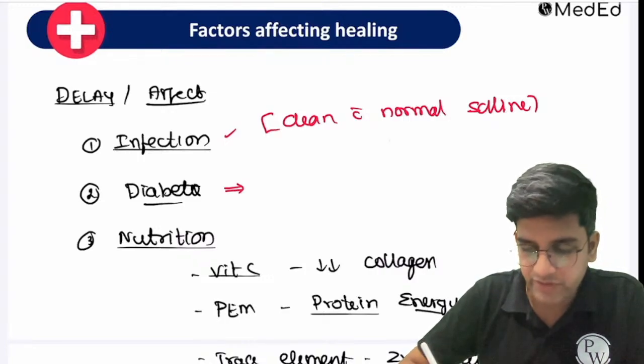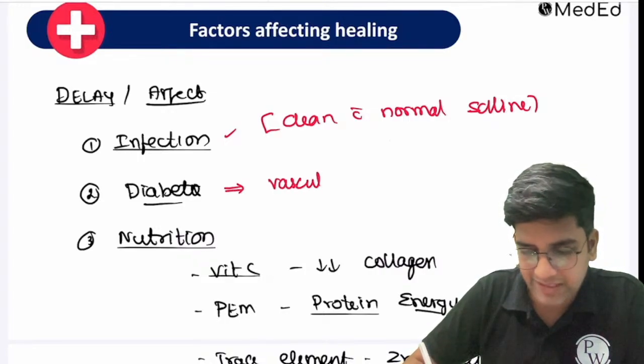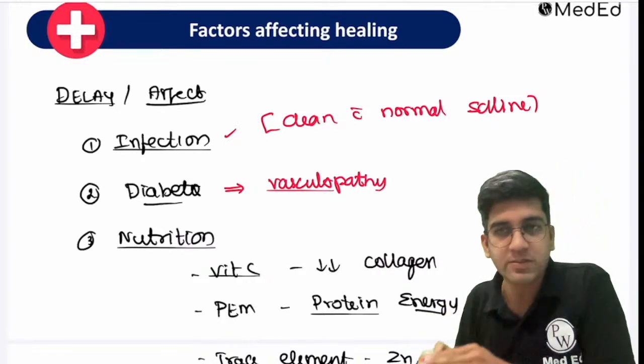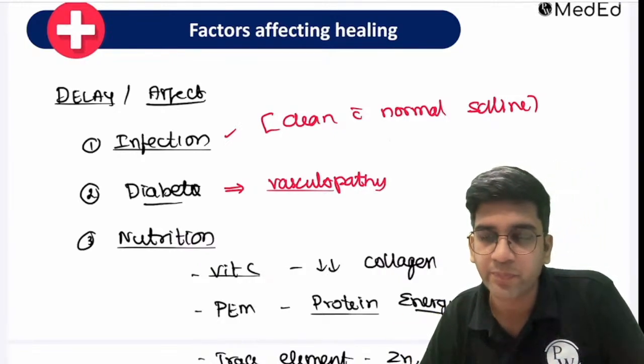Diabetes, as we said, causes vasculopathy. It will cause problems in the vessels, so there will be less blood supply, so I'll have a problem.